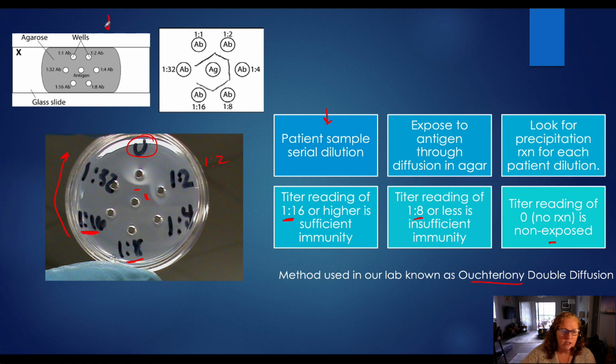These pictures here at the top are just more diagrams of the same thing, showing you where these different types of reactions are. Here we can take a look at this one up here. This patient has a 1 to 16 reaction. That's what this drawing indicates. So this patient would have sufficient immunity, whereas our patient in the photograph below does not. So this here is the agglutination double diffusion or immunodiffusion titer reaction.